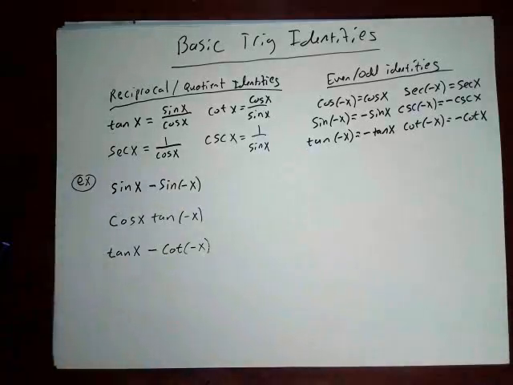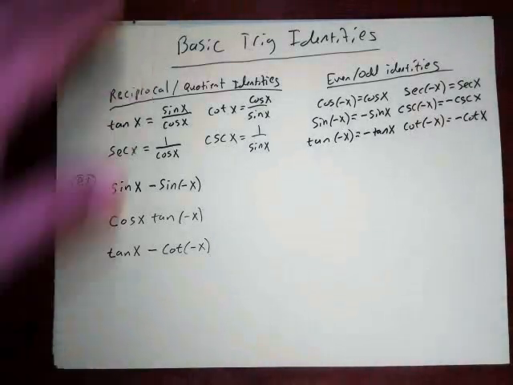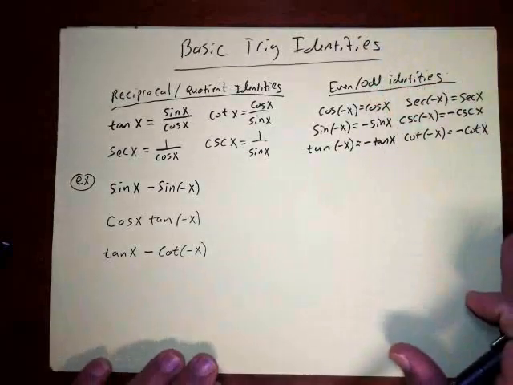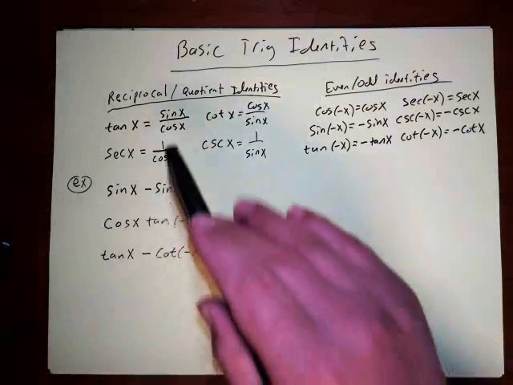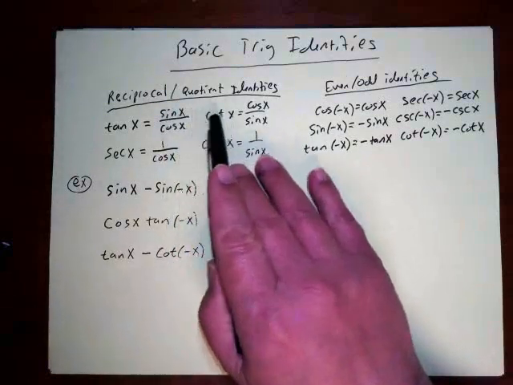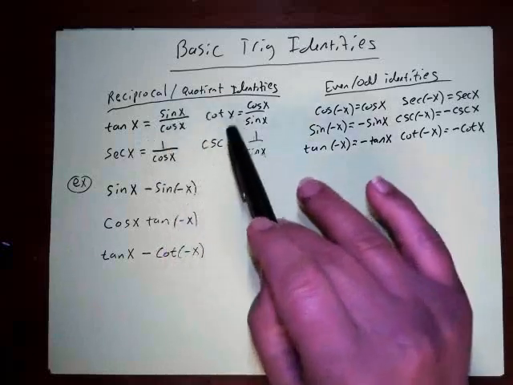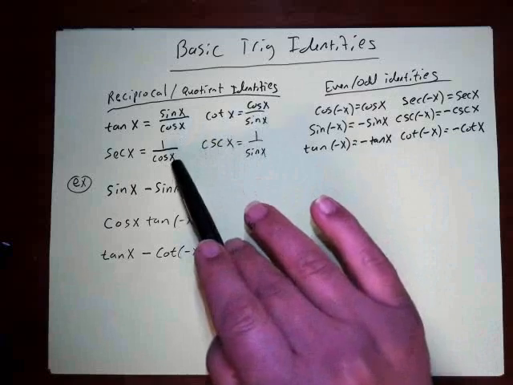In this video, we are going to look at some basic trig identities here. And we're going to start with these. These are very simple identities, but even these help you do quite a bit. So these are the reciprocal quotient identities, and it's basically taking the trig functions other than sine and cosine and breaking them up into sine and cosine.